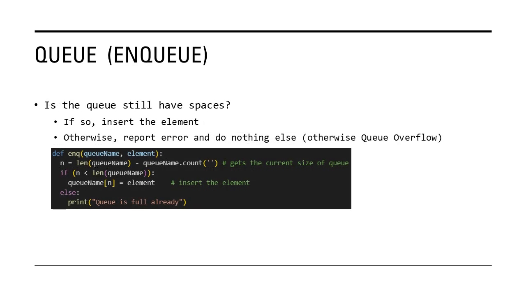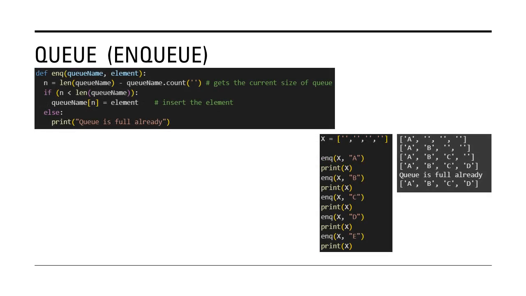This is the inQueue function in Python. Before we perform the inQueue operation, we must ensure that the queue still has space for it. Otherwise, a queue overflow error will occur. This page shows the function code, the test code, and the test results.